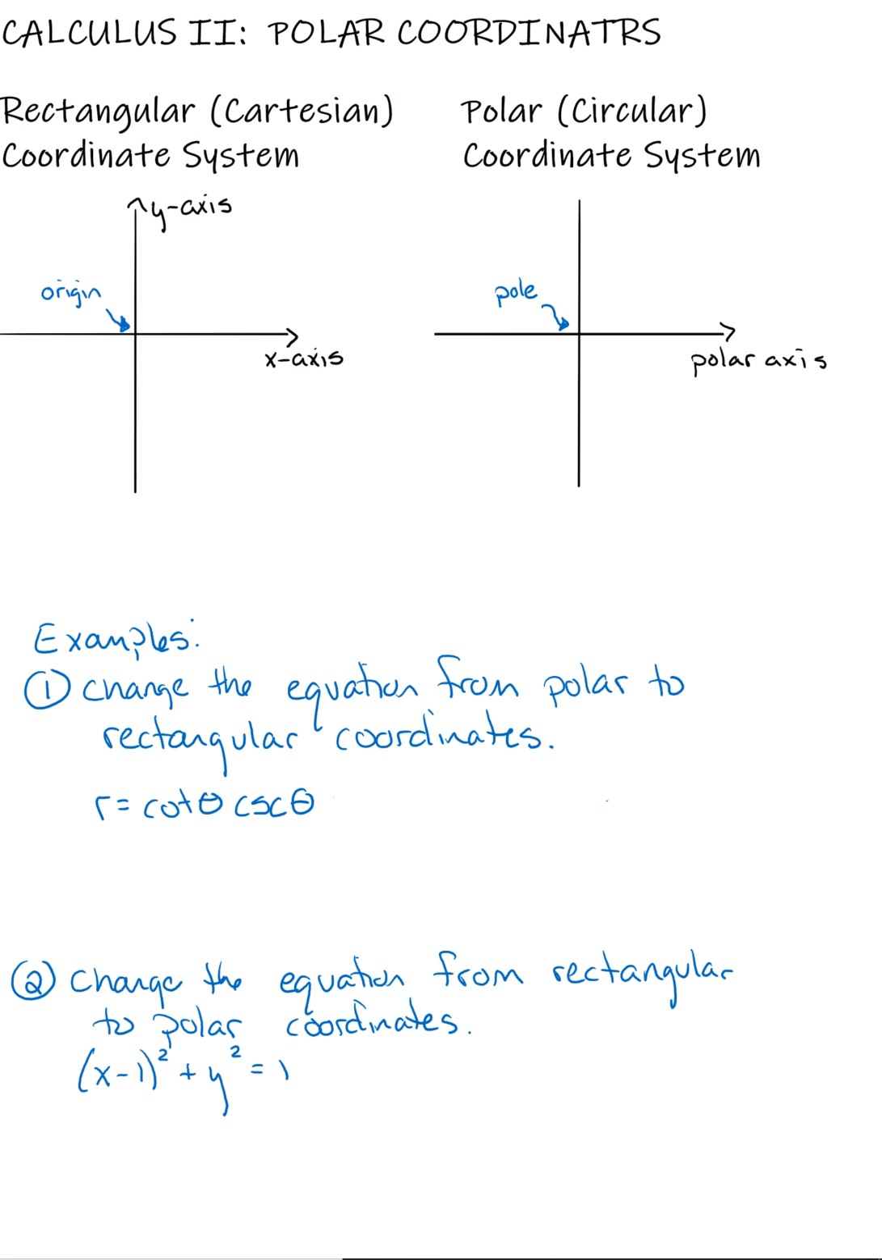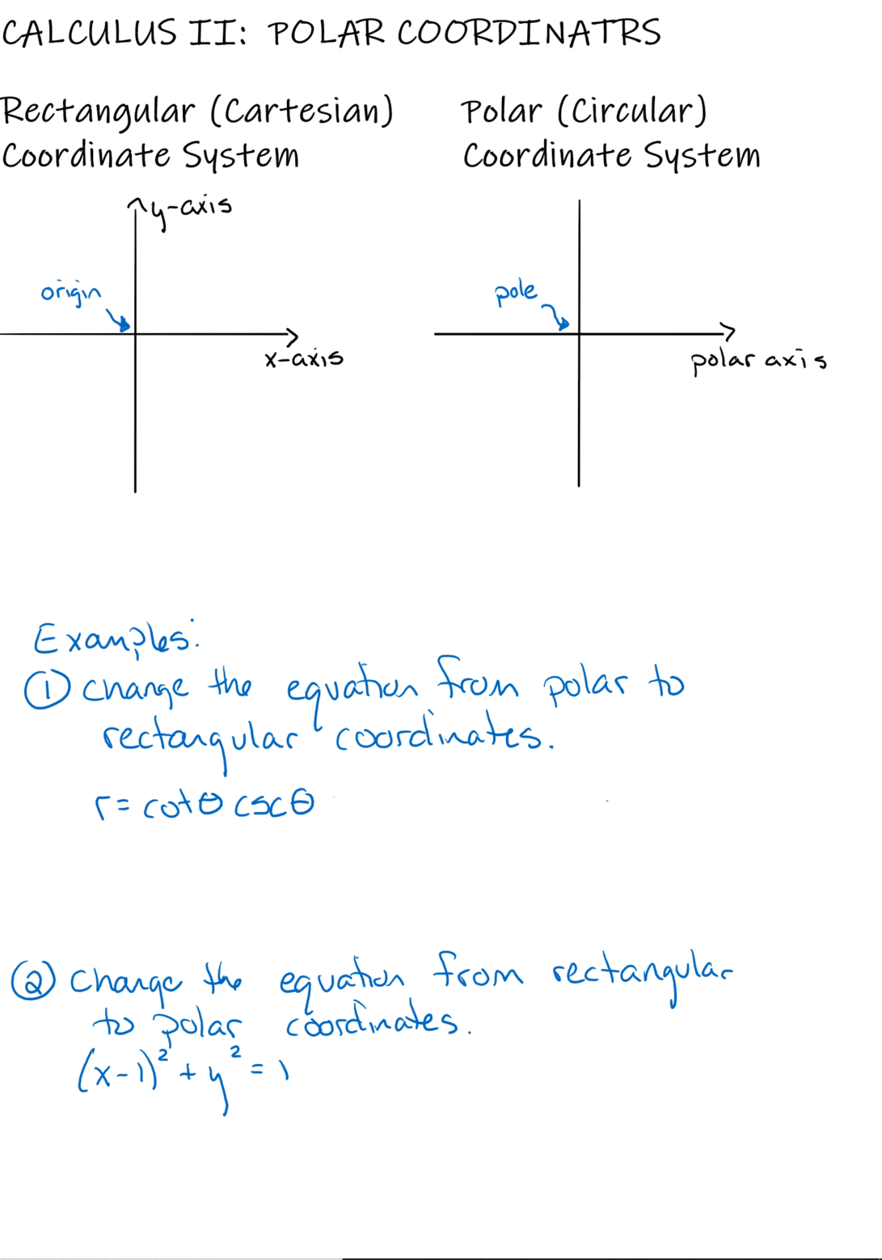Now, for the polar, also known as the circular coordinate system, the polar axis is really like the positive x-axis. Notice it only goes in one direction. And then the origin, we now refer to it as the pole.